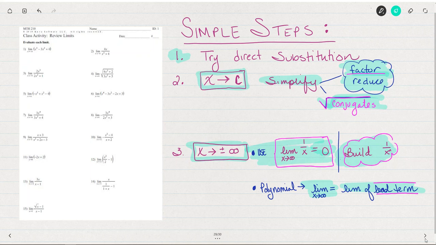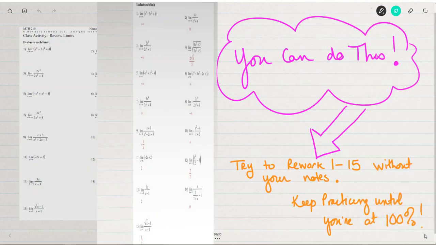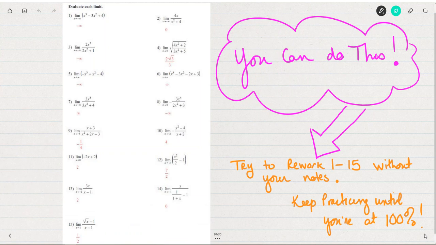Before we go, I'll flip to the answer key here in case you didn't see this. And you could pause to get a closer view of this. You know, you can do this. You can do these limits. If you want to be prepared for this on your own, what you need to do next, now that you've started with this video, is try to rework 1 through 15 without your notes. Try to work all the problems without any hints or tips and see if you can do it.